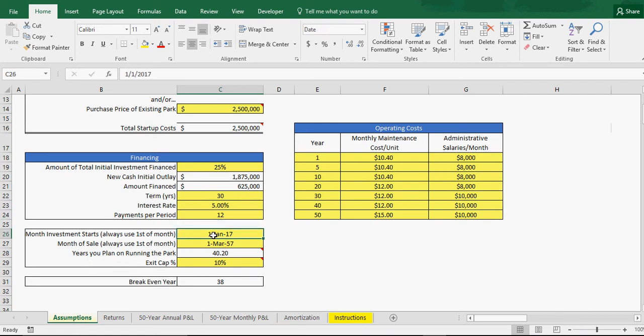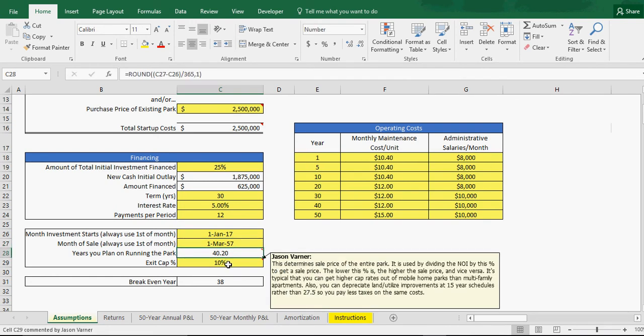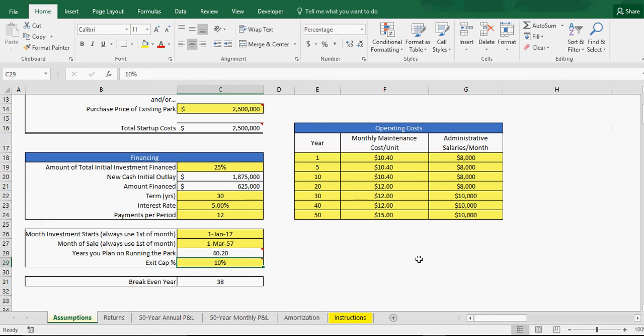Then you're putting the first date you start the investment, and this is going to be the first date you expect cash flow to start. And then this is going to be the date you exit. You can go up to 50 years. And then your total time in years is going to pop up there. You've got your exit cap percentage. That's going to determine your sale price.